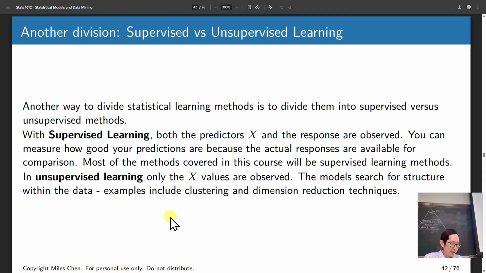Most of our focus in our class is going to be supervised learning, but I do want to talk about the idea of unsupervised learning as well. Supervised learning is when your training data consists of both the input X and the response Y. So you are able to take your inputs, make predictions, and compare how well your predictions match the actual outputs. That's supervised learning.